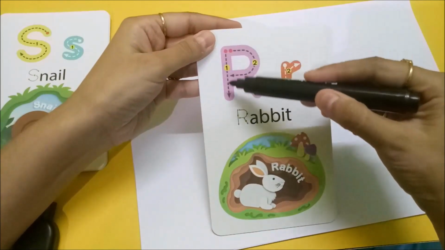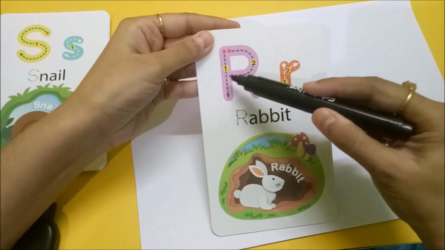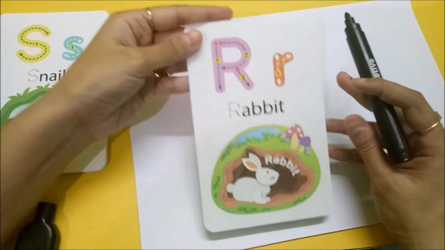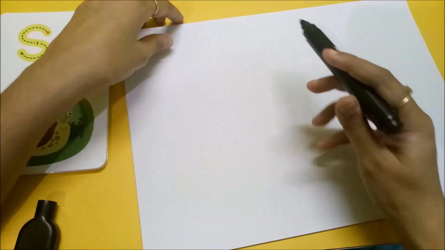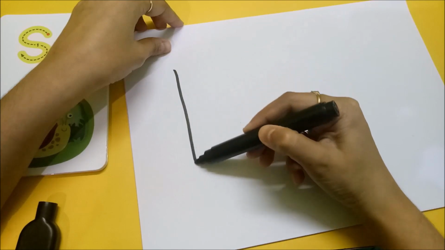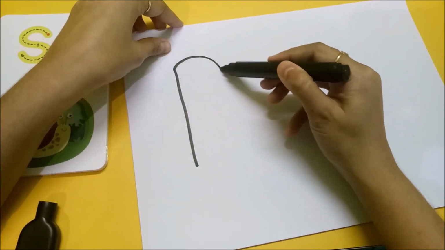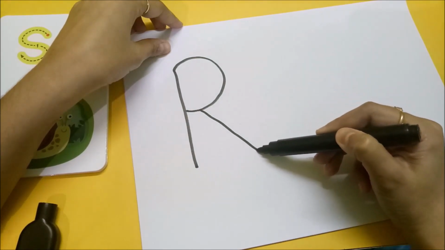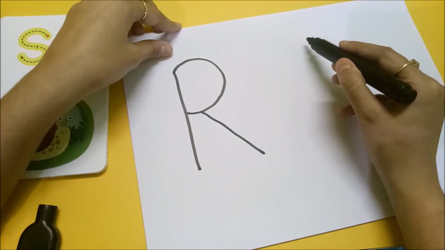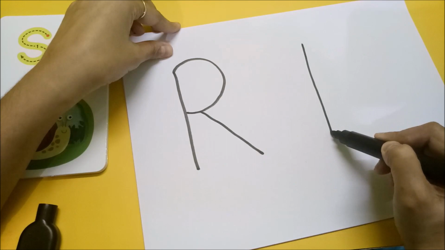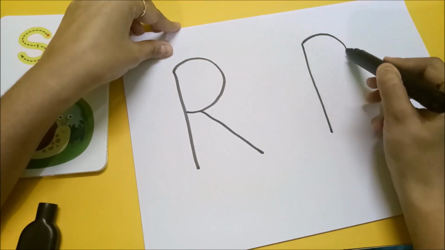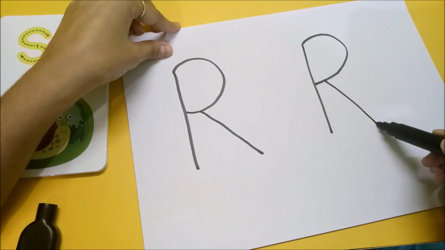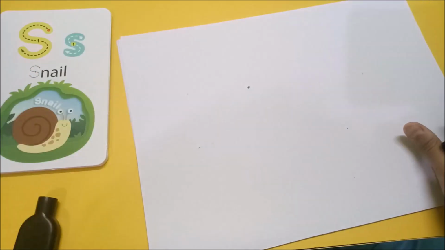R. Letter R. A standing line and a curve and a cross line makes R. One standing line, a curve, and a cross line makes R, letter R.